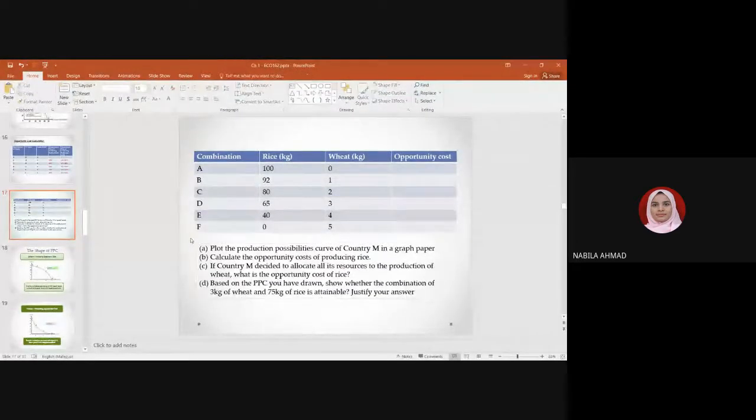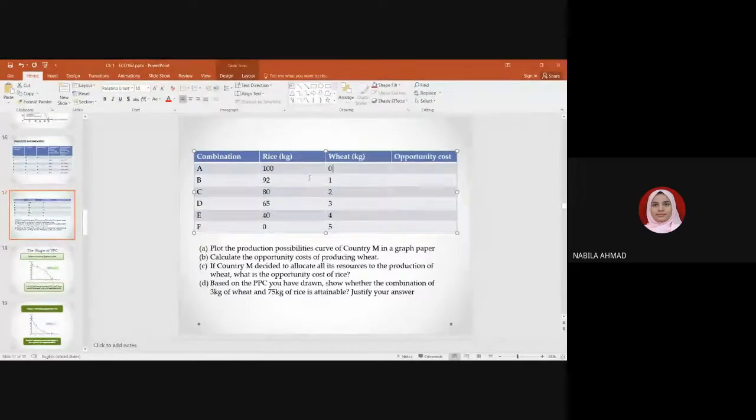Contohnya kat sini kita ada rice and also wheat, and then di soalan awak kira opportunity cost. Okay, so dia kata plot the production possibilities curve of country M in a graph paper. So before kita plot atas graph paper, lebih baik awak cari dulu opportunity cost sebab kita nak tahu types of opportunity cost. Adakah increasing, adakah decreasing, adakah constant. Right, so di soalan awak kira calculate the opportunity cost of producing wheat. So awak nak produce wheat, awak cari dulu.